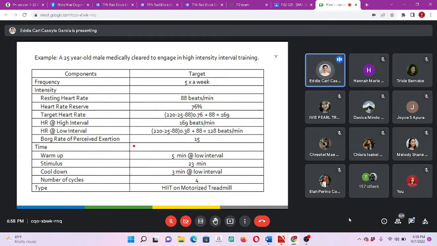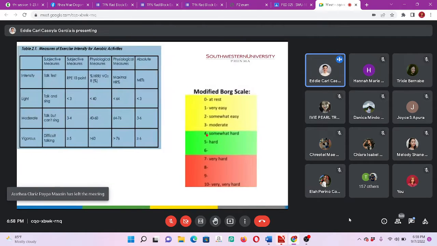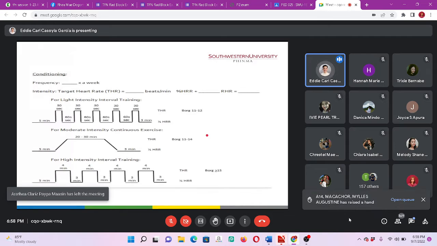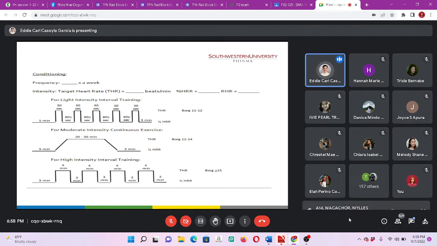Okay. And for the low heart rate interval class, this is the lower part. So after performing the warm up for 5 minutes, question for Camargo, sir, is it needed? Yes, as much as possible, class, you need to get those numbers.